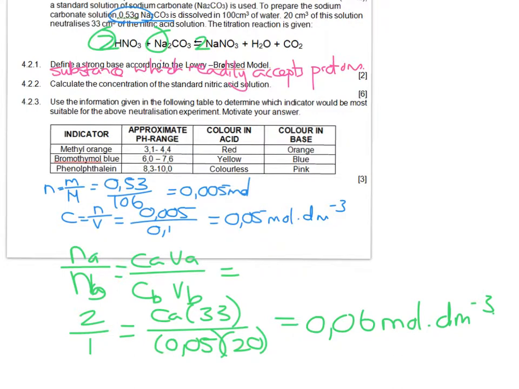Use the information given in the following table to determine the indicator which is most suitable. Well, you've landed up with a strong acid and a weak base, so you're going to have an acidic endpoint, and your acidic endpoint will land up being there. So methyl orange is the best one. Why? Because nitric acid is a strong acid, and sodium carbonate is a weak base, so they will have an acidic endpoint.